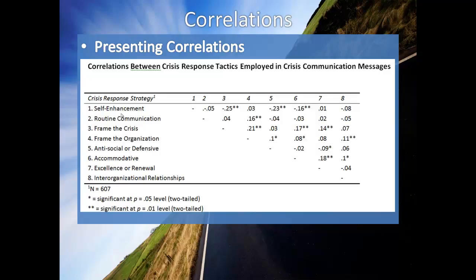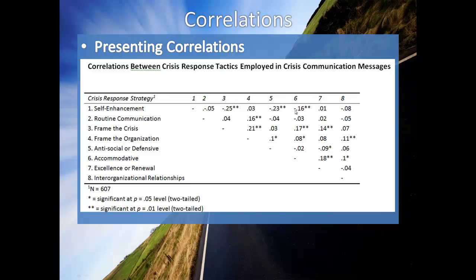So, if we're looking at this table, number 1 represents the self-enhancement strategy. And if we wanted to know if there was a relationship with an accommodative strategy, then we'd check the first column to see that the accommodative strategy was number 6. Then we go across the row to number 6, and we'd see the negative 0.16 number. Now, how do we know what this number actually means?